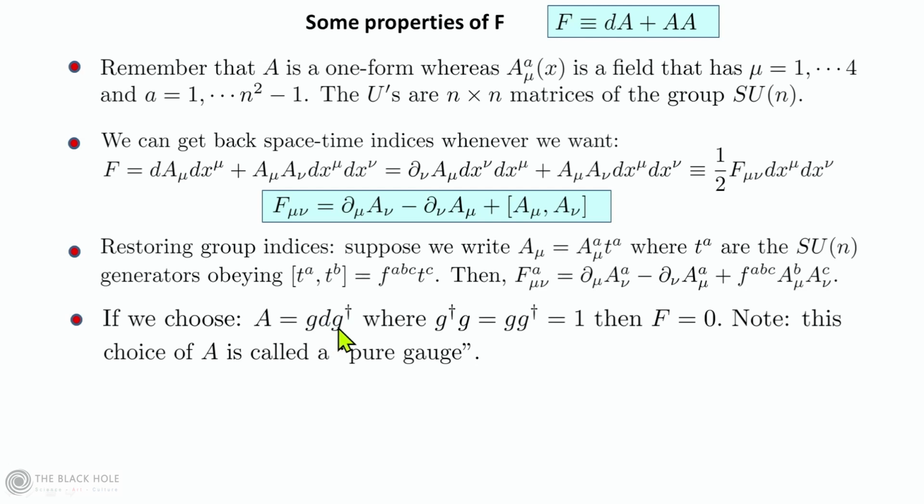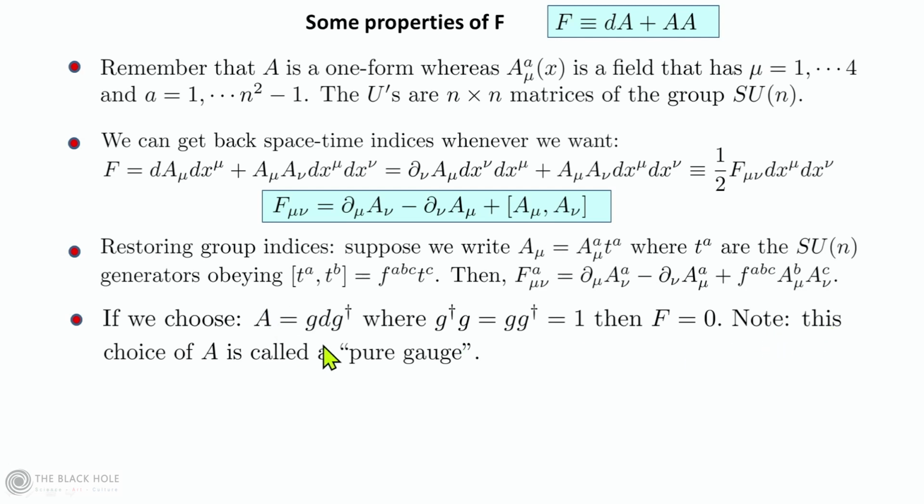d acts on a function. It's a matrix function, and of course, this is a unitary matrix. Now, I claim that if A is equal to this, then F is 0. And this is going to be very important now for what I'm going to do. I'm going to get instantons very fast.